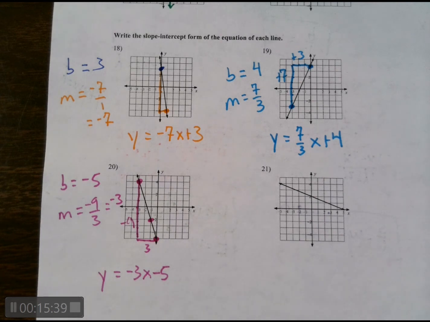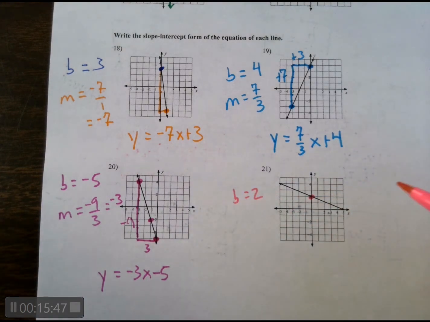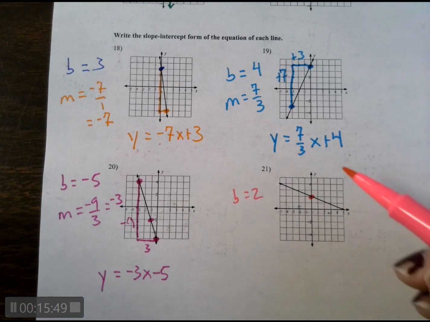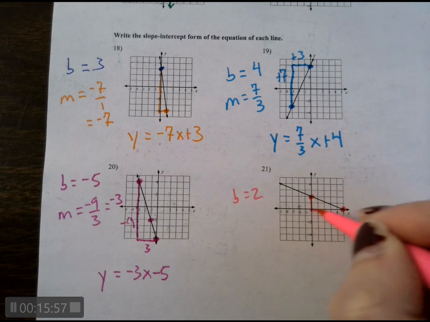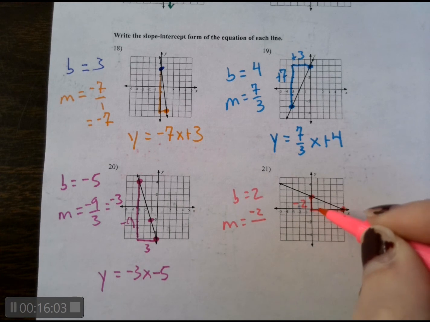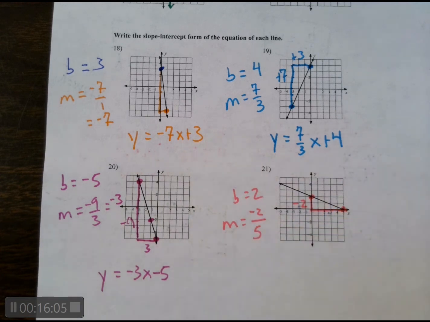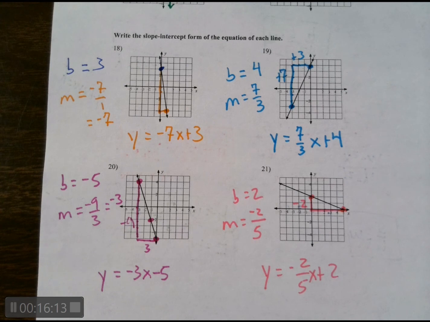Alrighty, and final one for graphing. Let's see, y-intercept of 2, and then another pretty point at, looks like this might be our next pretty point. Okay, so down 2, and then to the right, 1, 2, 3, 4, 5. So y equals negative 2/5, whoops, negative 2/5 x plus 2. Alrighty, we are almost done, people. We can do it.